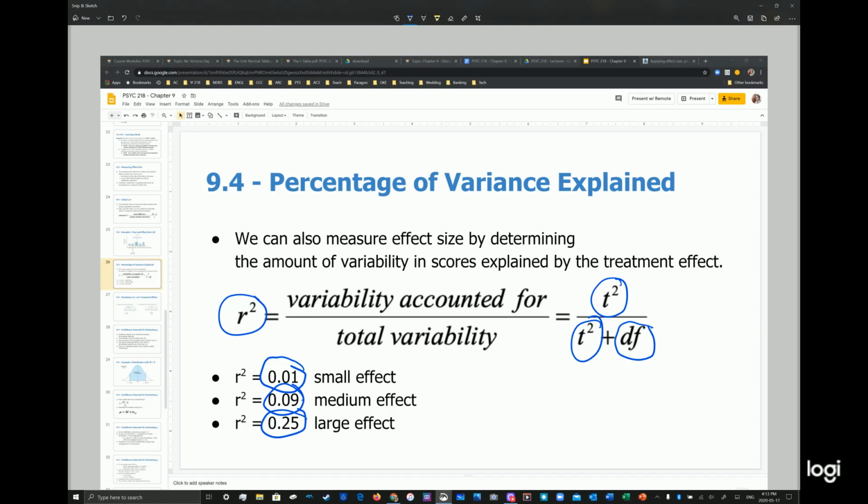For now, in this course, you'll be asked to simply measure or calculate the proportion of variance explained. So once you have your observed statistic and your degrees of freedom, you can use it to determine how large is the proportion of the variance explained by the treatment effect.